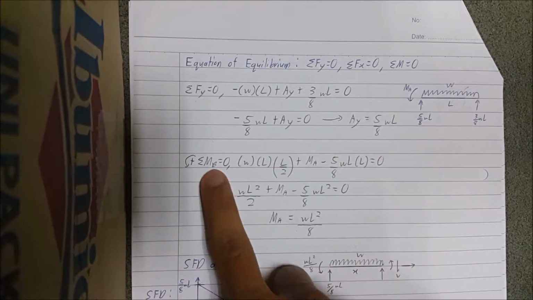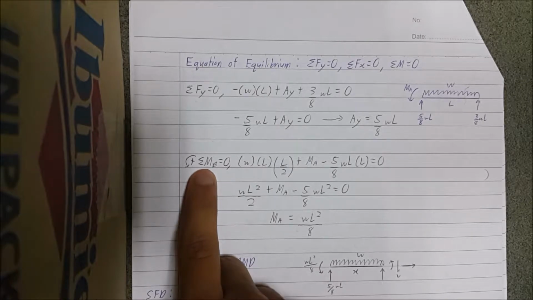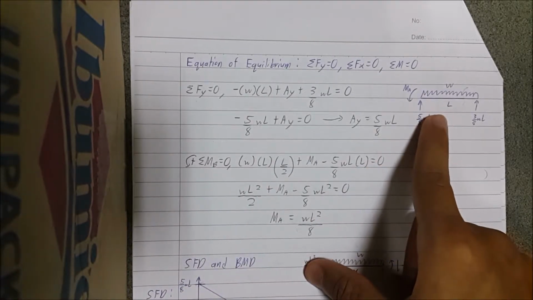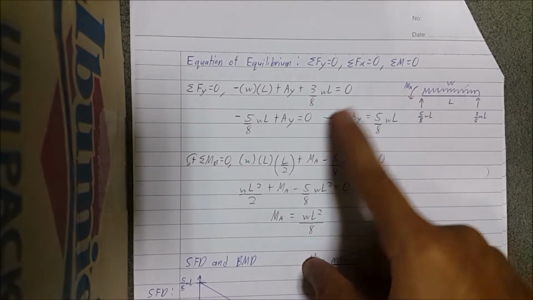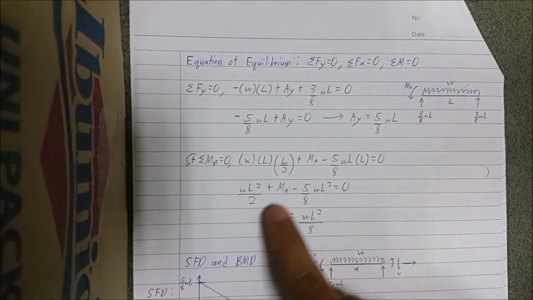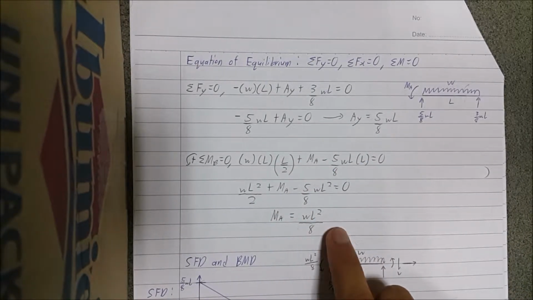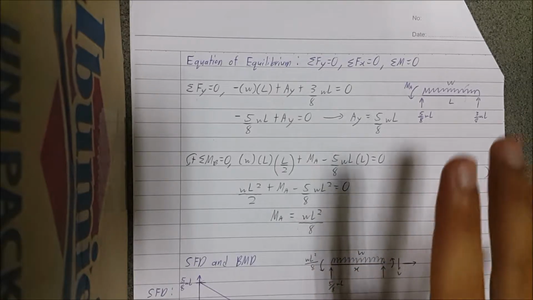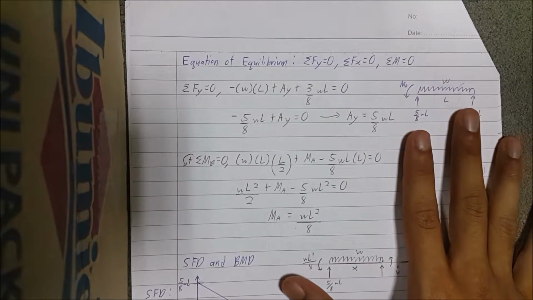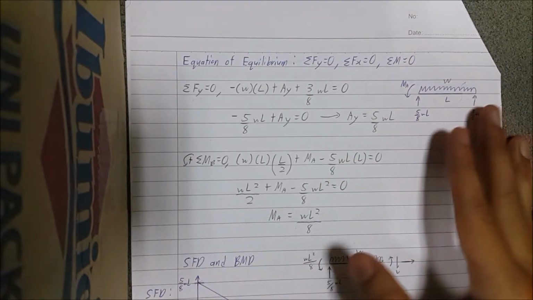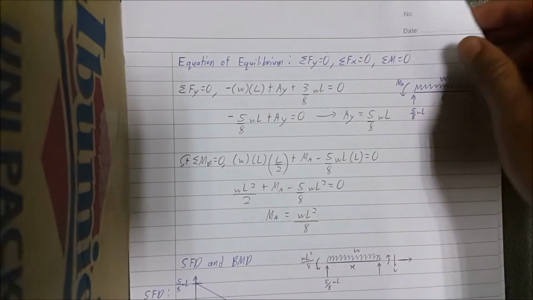And then next, for moment, I chose moment at B. Referring to the graph here, we substitute everything into the equation, and we will get Ma equals WL squared over 8. So this is basically how we determine the support reactions, the reactions for the supports.